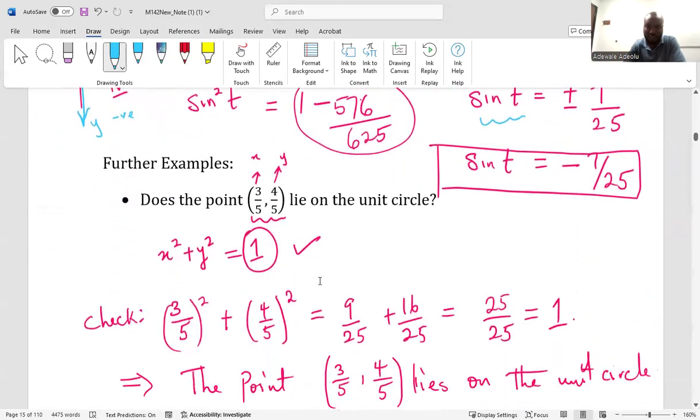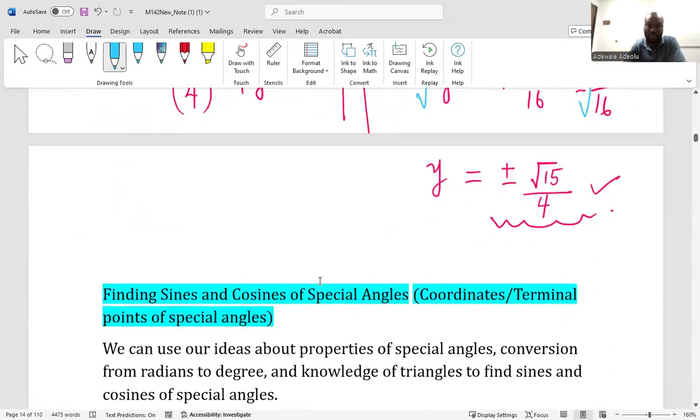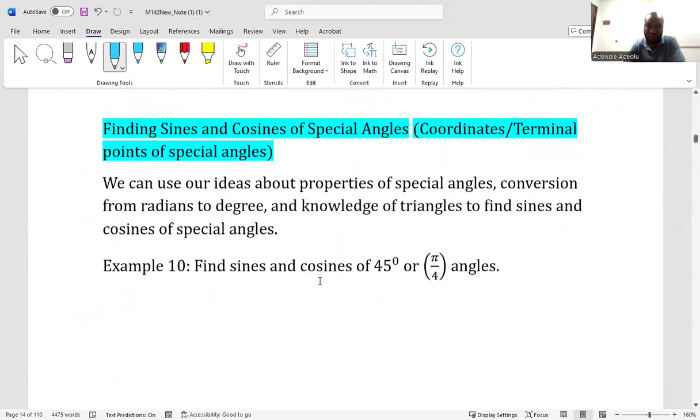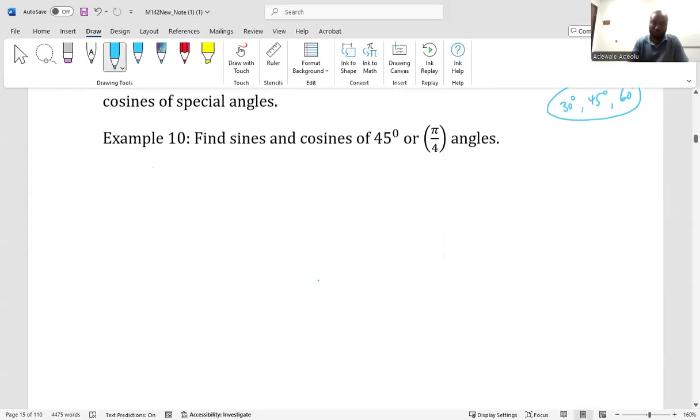If you're just seeing this, you can go back to my previous video on this topic. So today, we are looking at how to find the cosine and sine of some special angles, such as 30 degrees, 45 degrees, and 60 degrees. So we'll start with 45 degrees.